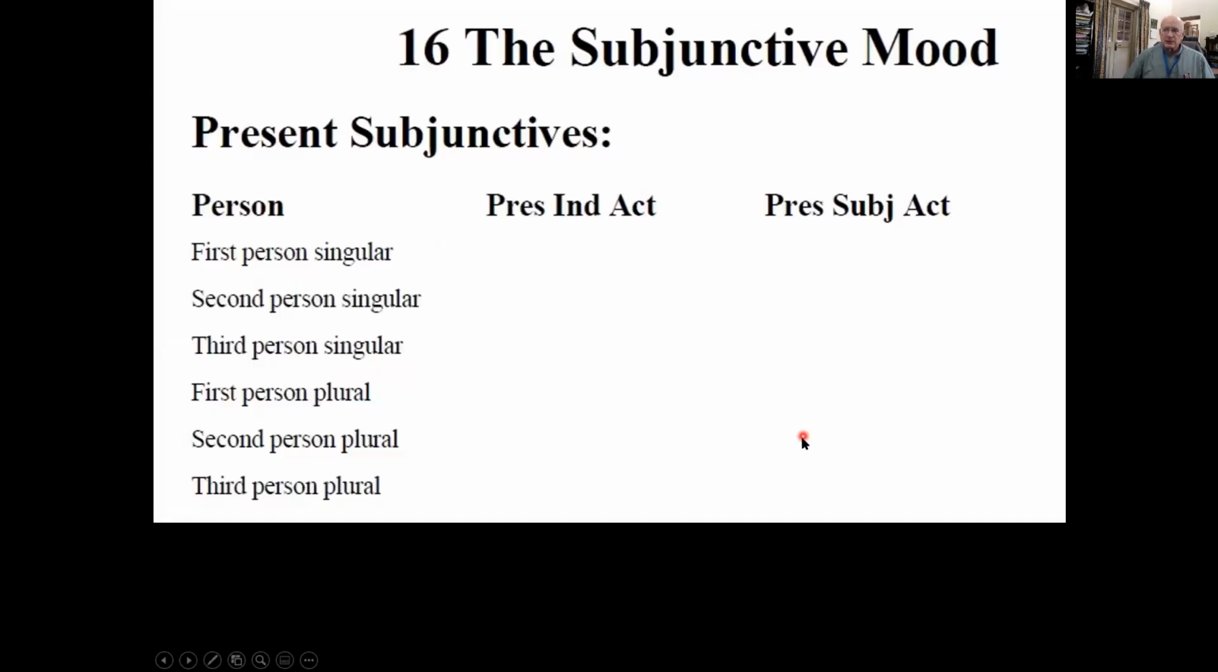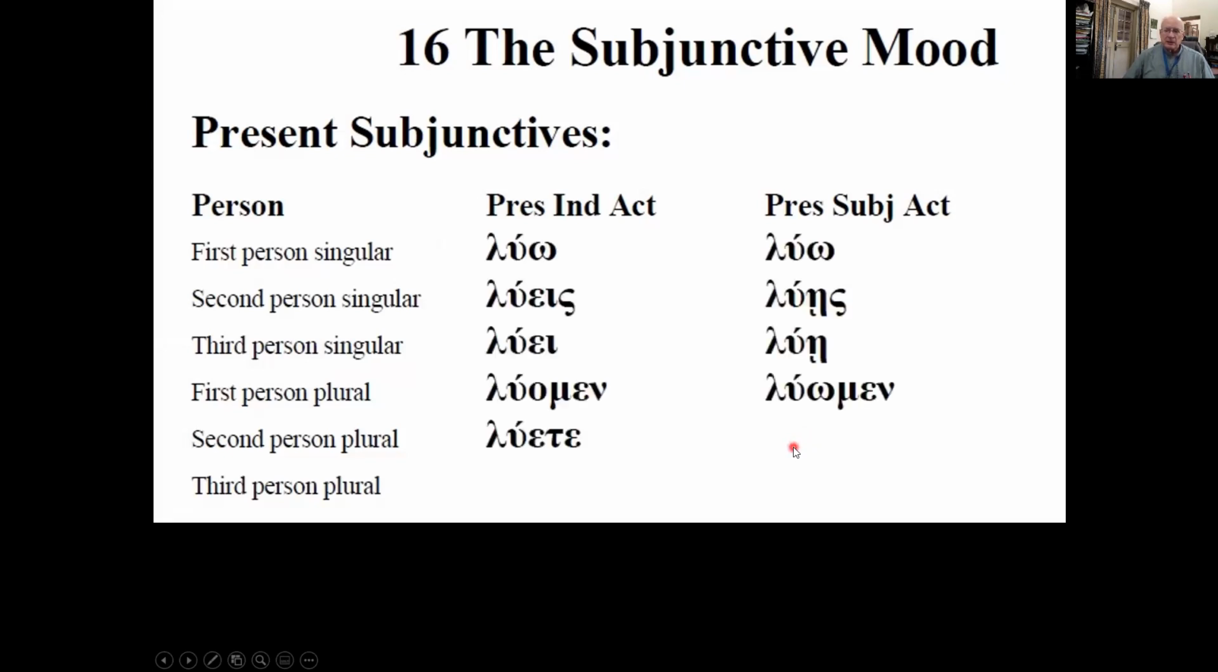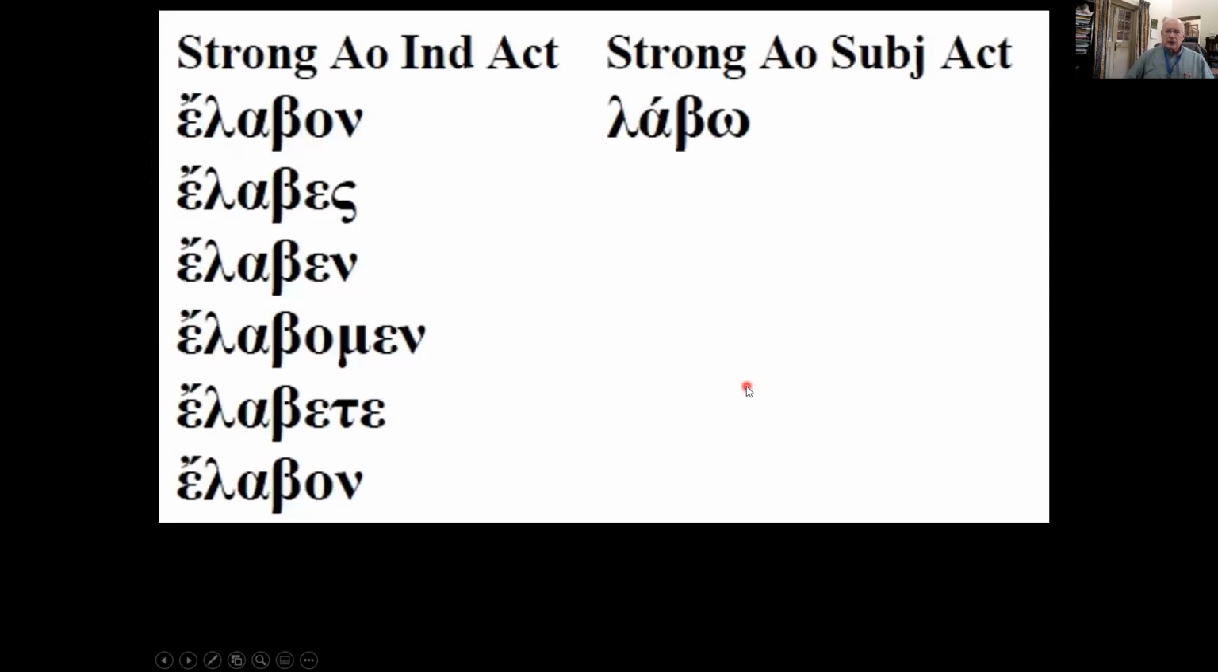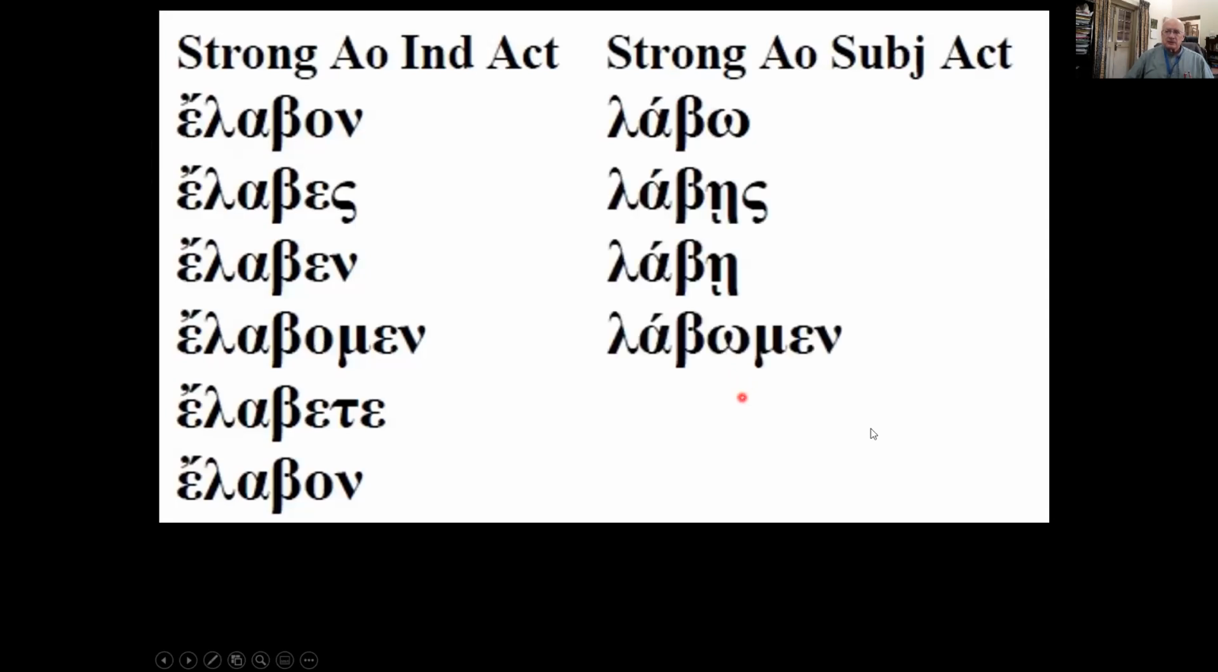So let's review the subjunctive mood and its usage. The present subjunctive active is simply a lengthening of the vowel. Luo stays the same, but lueis becomes eta with iota subscript, lues. And as we go down again, the epsilon lengthens to eta. The strong aorist subjunctive endings, notice in the subjunctive mood.